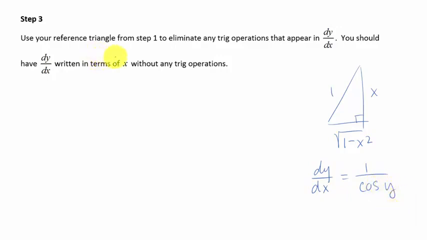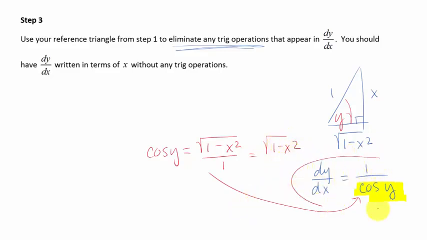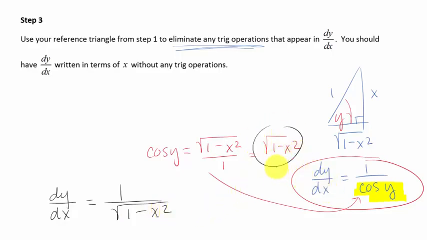Now we're supposed to eliminate any trig operations. The trig operation that appears here is the cosine of y. In our reference triangle, the y was here, so we can use our triangle to figure out the cosine of y. The cosine of y is going to equal the adjacent over the hypotenuse, which is the square root of 1 minus x squared over 1, or the same as the square root of 1 minus x squared. So we can rewrite dy dx as dy dx equals 1 over the square root of 1 minus x squared, because we're going to replace that cosine of y with the square root of 1 minus x squared.